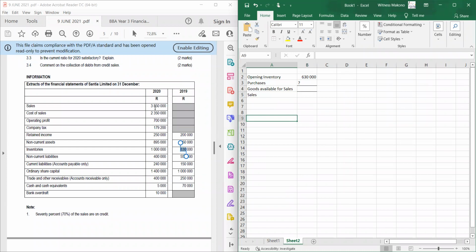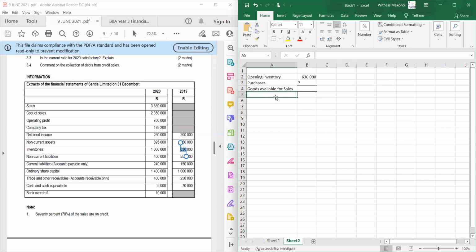How many did you get? 3,850, the sales. All right. The sales is 3,850. Okay, but before we go there, I'm actually complicating things. You can do this.